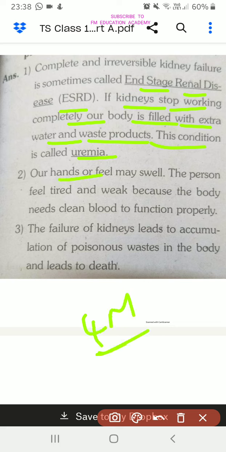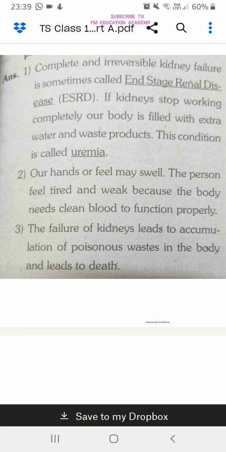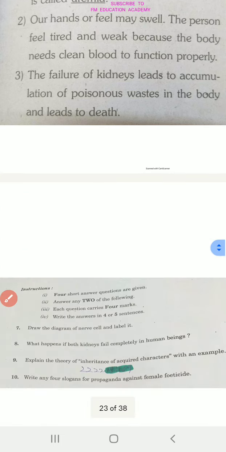So second point is, our hands or feet may swell. The person feels tired and weak because the body needs clean blood to function properly. Third point, the failure of kidneys leads to accumulation of poisonous waste in the body and leads to death. That is what happens when a person's both the kidneys are not working.